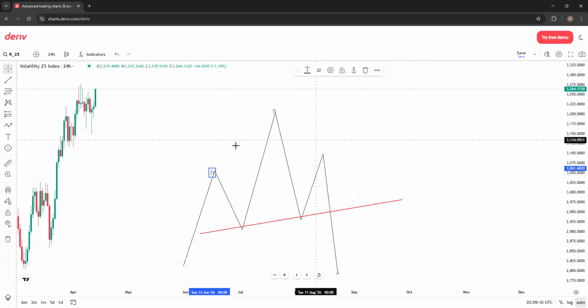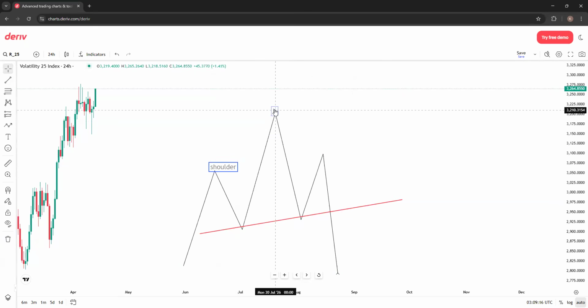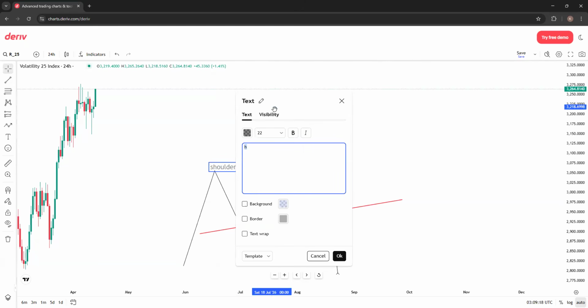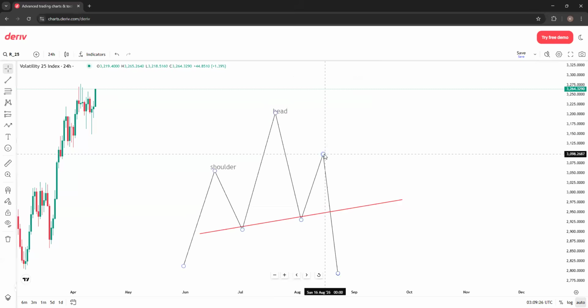So for clarity purposes, let me just type it in a way that we can see. This will be our shoulder. This will be our head. And this will be our shoulder as well.